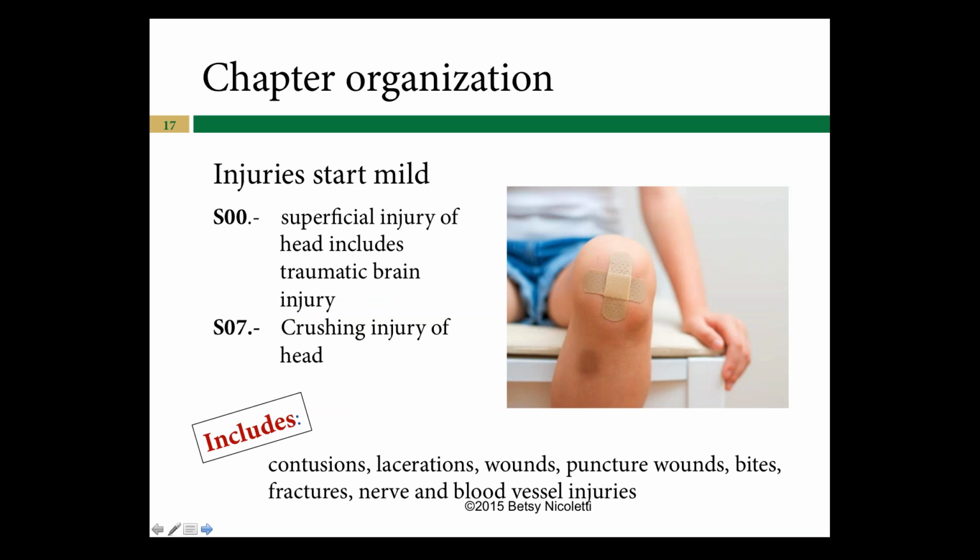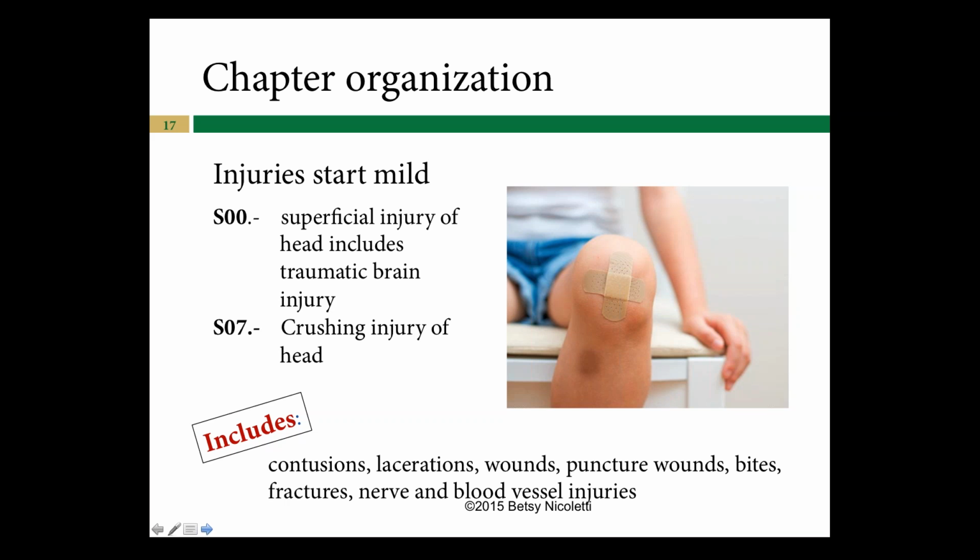As I said, we go from the head to the toe in this chapter, and it starts superficial. Superficial injury of the head, and then it goes down to traumatic brain injury and the crushing injury of the head. And it includes everything in between: contusions, lacerations, open wounds, nerve and blood vessel injuries, fractures. So even if what you're doing is removing a sliver, you're going to need to know about the injury chapter and the 7th character extenders.